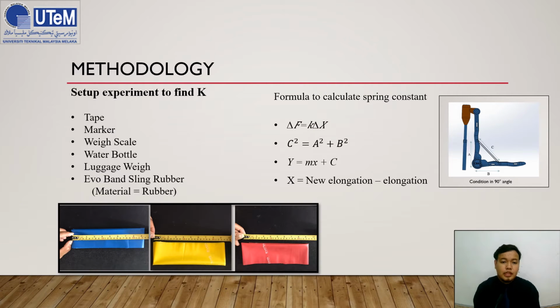This is how to set up the experiment to find the K constant. First, we need the tape, marker, weight scale, water bottle, luggage weight, and the Evo band sling rubber. We have three types of sling rubber: the blue one, the yellow one, and the red one. And then this is the formula to calculate the spring constant, as you can see in the slide.